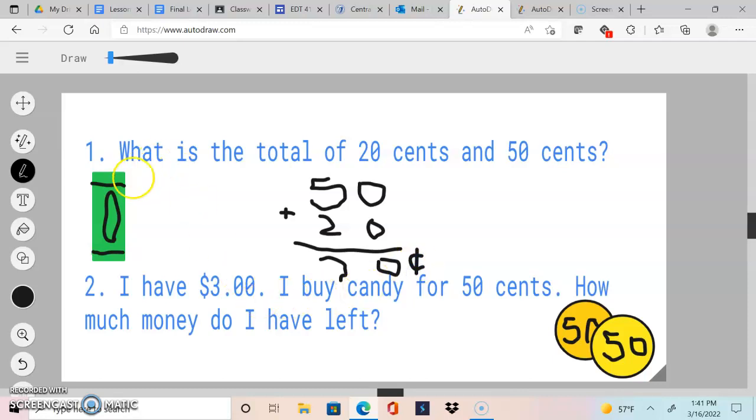Like that. And then the second question is, I have $3. I buy candy for 50 cents. How much money do I have left?